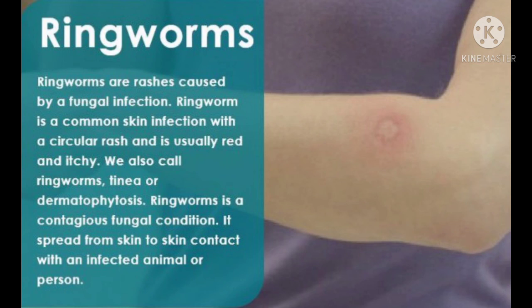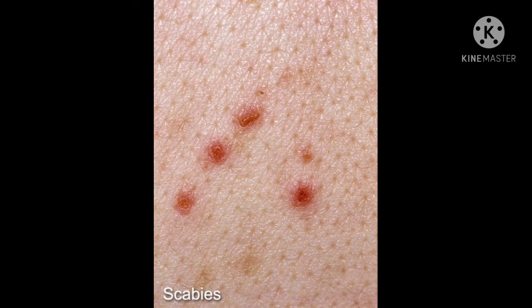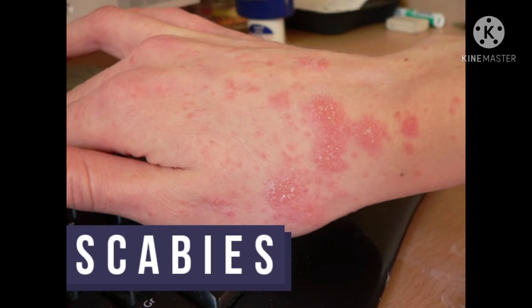Now students, let's have a look at the next one, which is called scabies. Scabies is an itchy skin condition caused by a tiny burrowing mite. Intense itching occurs in the area where the mite burrows. The urge to scratch may be especially strong. The scabies rash looks like blisters or pimples, pink, raised bumps with a clear top filled with fluid. Sometimes they appear in a row.